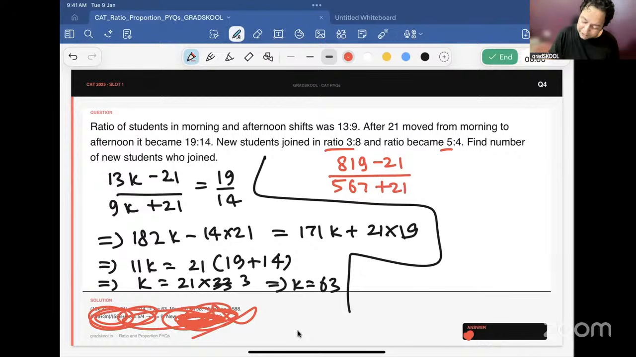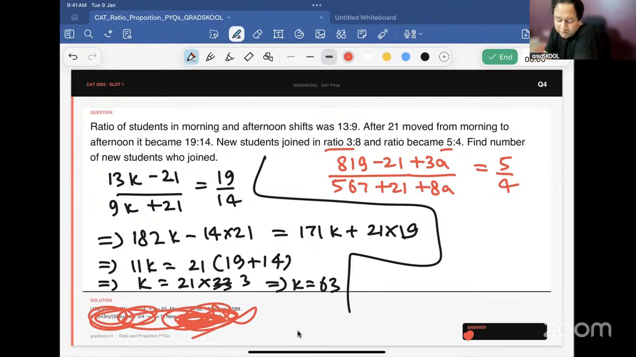Students joined in the ratio 3 is to 8. So here, let's say 3A people joined. Here, let's say 8A people joined. The new ratio becomes 5 is to 4. Yeah, let's solve it and get the answer. Is that clear? We'll get the value of A. What's the value of A, by the way? 819 minus 21 is how much? 798 plus 3A whole upon 567 plus 21 is how much? 588.